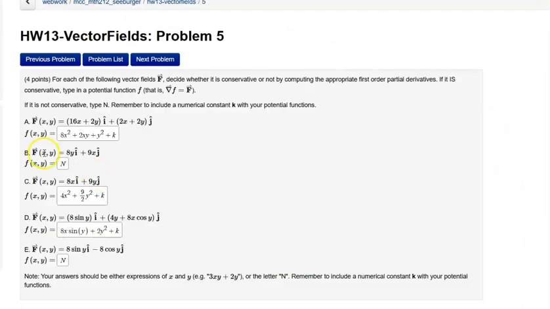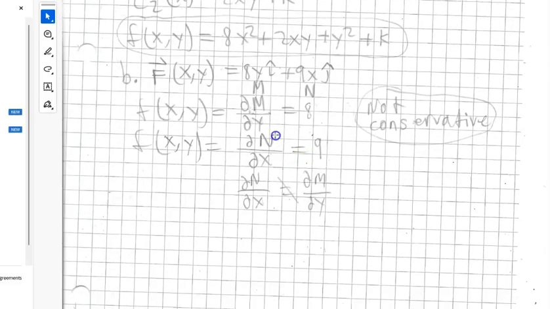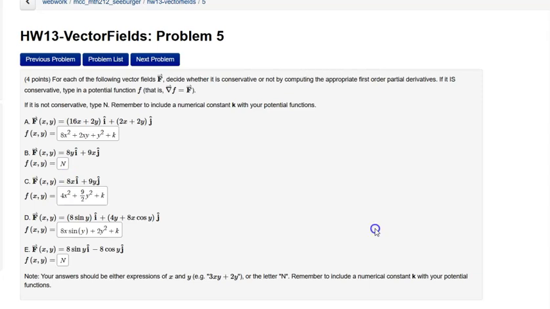Now, on to the next problem, which is F(x,y) equals 8y i plus 9x j. So, like before, we have to find dM over dy and dN over dx. For dM over dy, it's going to be 8, and for dN over dx, it's going to be 9. And since 8 is not equal to 9, the answer is non-conservative. So here we'll just put N for not conservative.